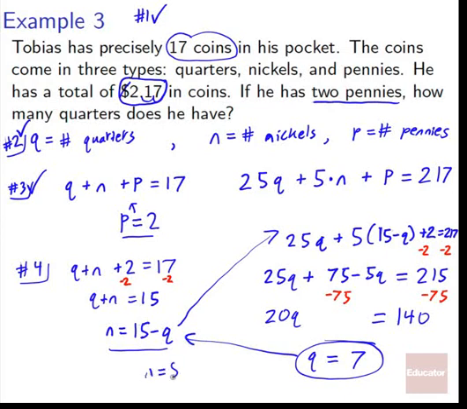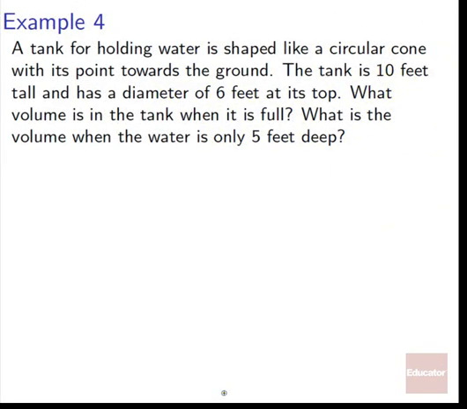So if N equals 8, P equals 2, Q equals 7, we can do a really easy check. Is 7 times 25 plus 5 times 8 plus 2 equal to 217? Yes, it winds up being that that does check out if we multiply what the quarters should be worth, and 7 plus 8 plus 2 equals 17. So everything checks out. Our answer makes sense. Q equals 7. Great. Final example, we've got a tank for holding water.